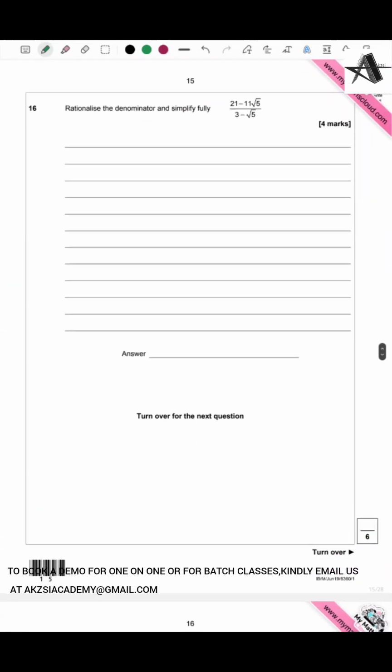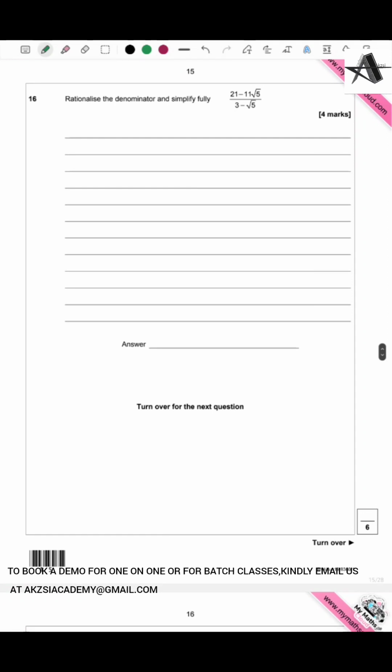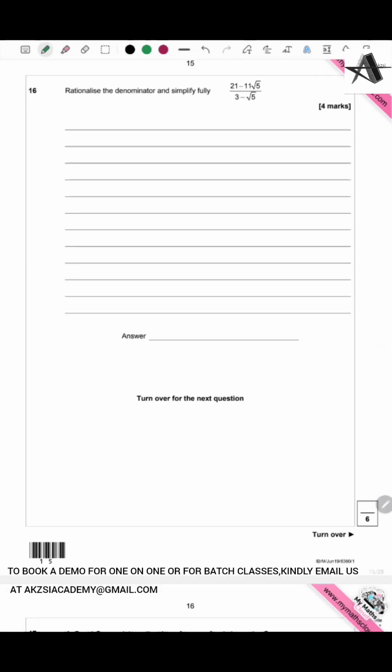Next is question number 16. Rationalize the denominator. We know rationalizing means that we have to remove the surd from the denominator. How can we remove the surd? In this case, when we have two terms, one integer and one surd, we always multiply and divide with the opposite sign. That means here it's a negative, so I'll multiply and divide by a plus sign.